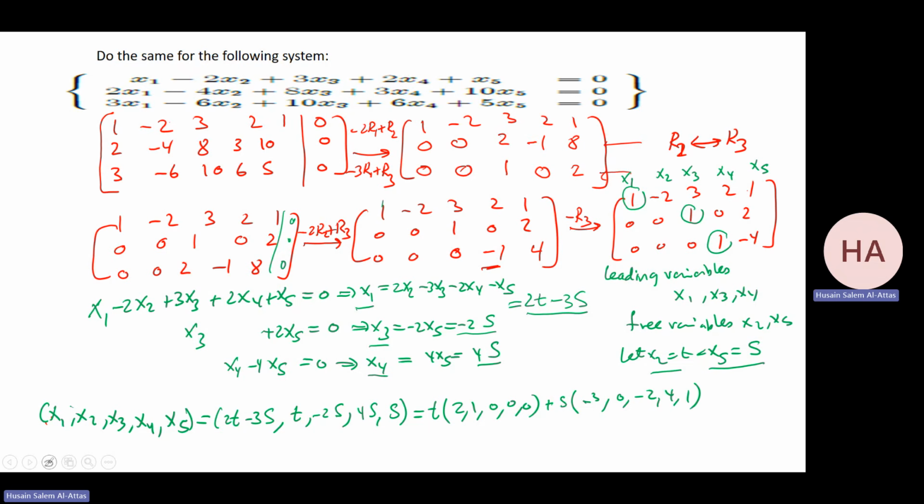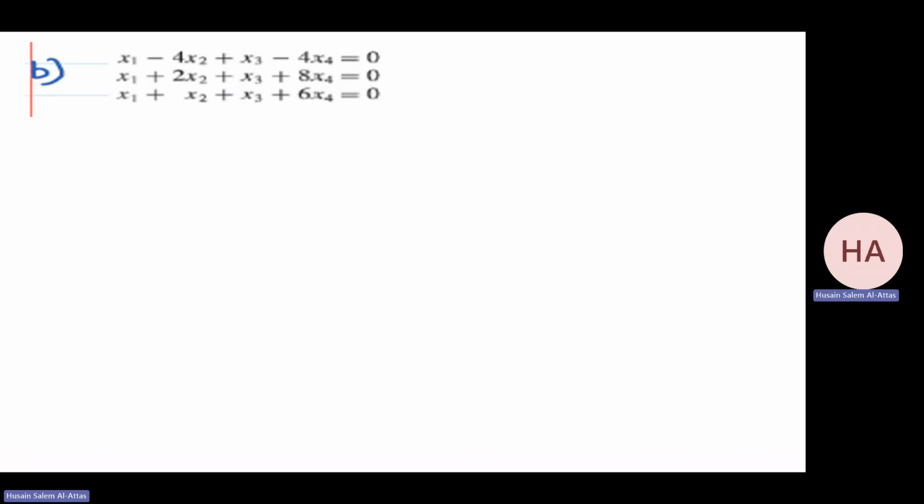So what will happen? This will be v and this will be u. So the two vectors are u: minus 3, 0, minus 2, 4, and 1, and v: 2, 1, 0, 0, 0. Okay, let me do these two quickly.